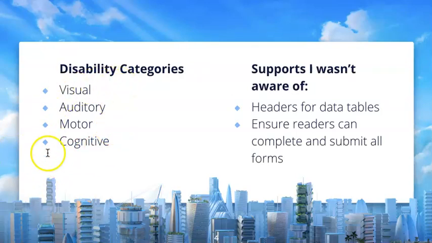I also learned about the 4 disability categories: visual, auditory, motor, and cognitive. Some supports I wasn't aware of were headers for data tables. After watching the video, it's very clear to me how if you don't have the headers or the data tables set up correctly, that information is going to get all mixed up and not be accessible to everyone.